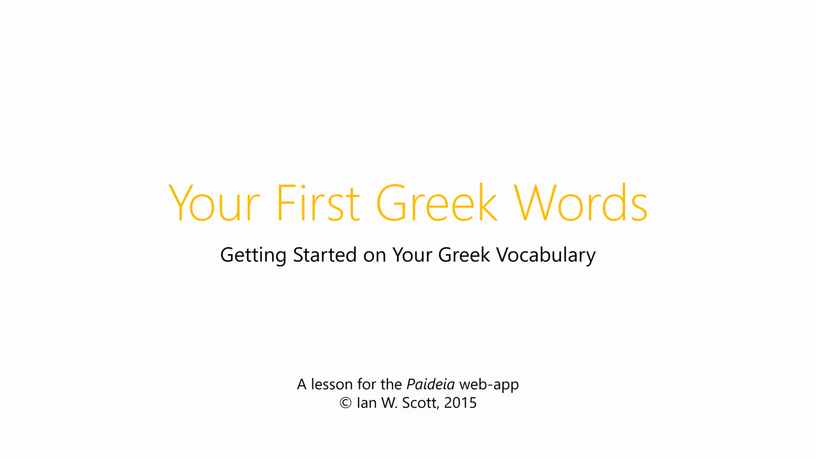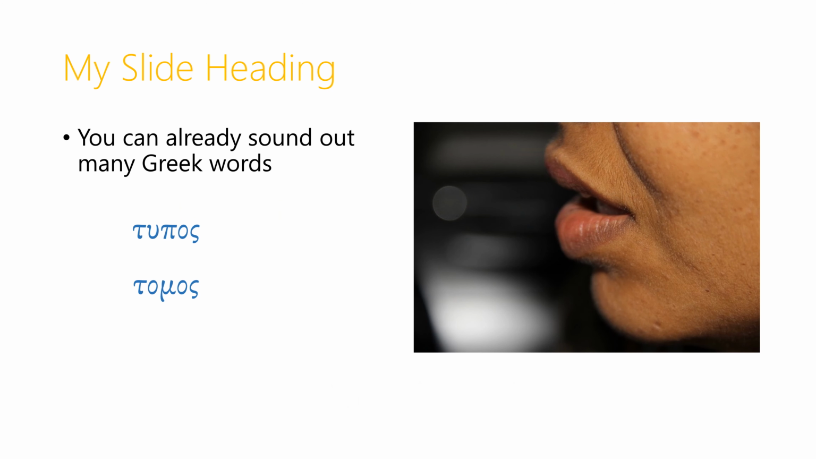In this lesson, you're going to look at your first Greek words, and this will be the beginning of an expanding Greek vocabulary. You can actually already sound out many Greek words now that you've learned the letters of the alphabet. So you can sound out the word typos, or the word tomos. Typos means type, and tomos means cutting.